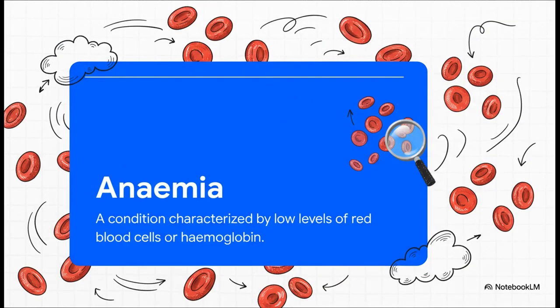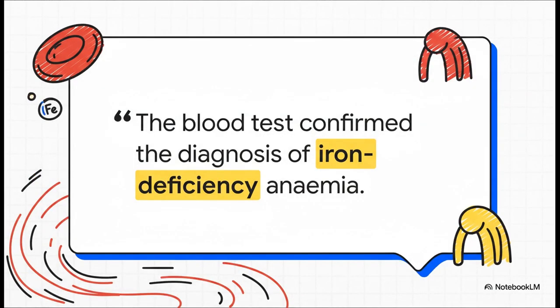All right, now for a very, very common condition, anemia. The pronunciation is anemia. One more time, anemia. So this is a condition where there just aren't enough healthy red blood cells to carry the oxygen the body needs. So let's put that in context. You might say, the blood test confirmed the diagnosis of iron deficiency anemia, or when talking with a patient, common symptoms of anemia include fatigue and weakness.